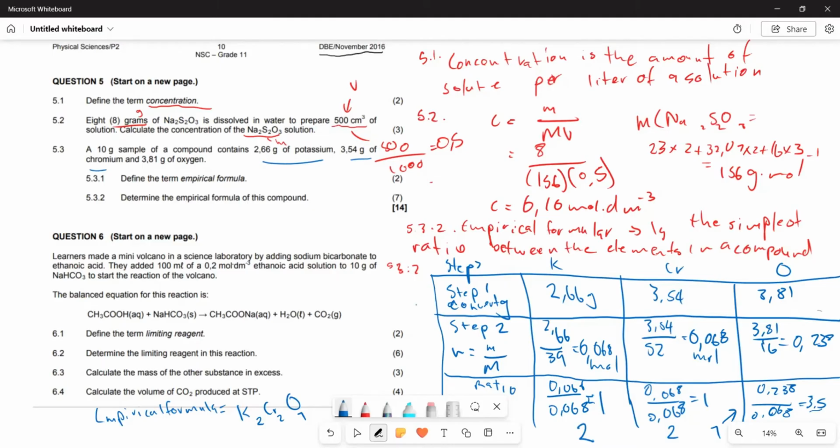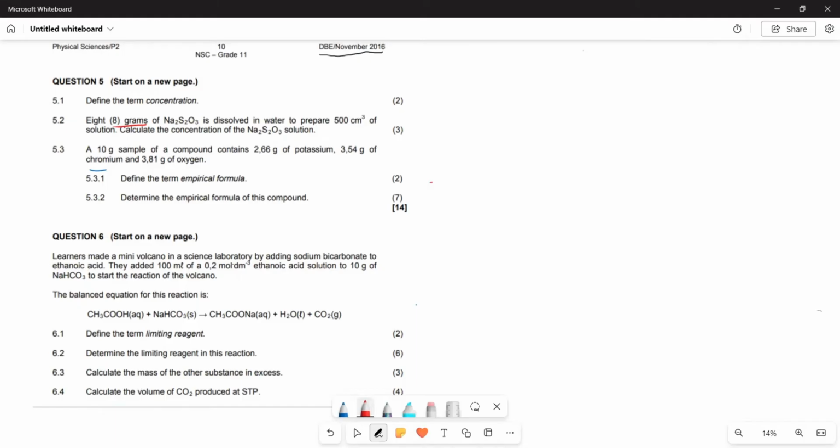Now let's attempt question 6. Now here in this question, let's start here. They're saying learners made a mini volcano in a science laboratory by adding sodium bicarbonate to ethanoic acid. They added 100 ml of 0.2 moles per decimeter cube of ethanoic acid solution to 10 grams of NaHCO3. And now to start the reaction.